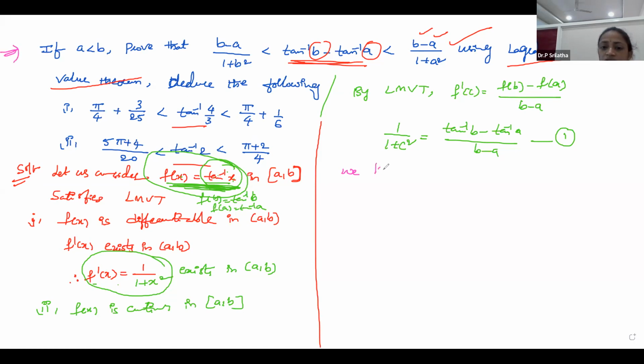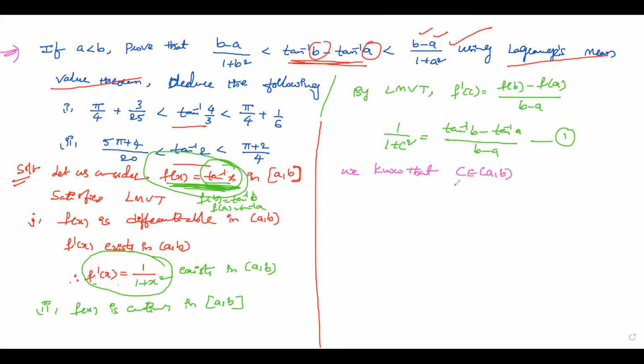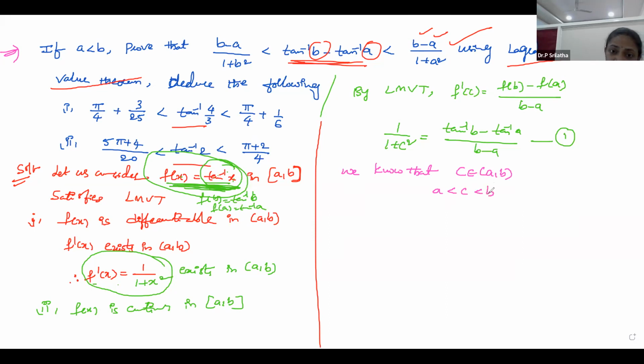Okay, so here we know that the condition is c belongs to open interval a comma b, right? What is the meaning of c belongs to open interval a comma b? C is in between a and b. How can you write it? A is less than c, and c is less than b. A is less than c is less than b.